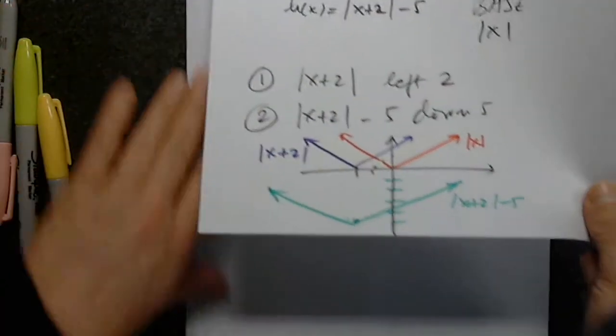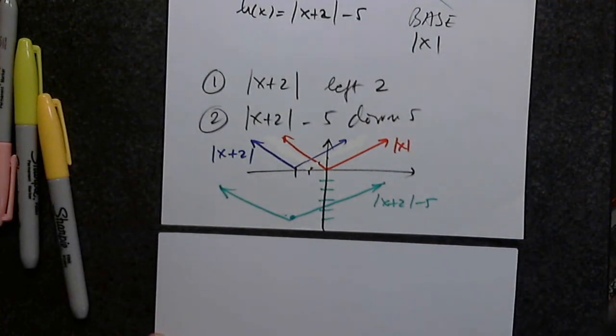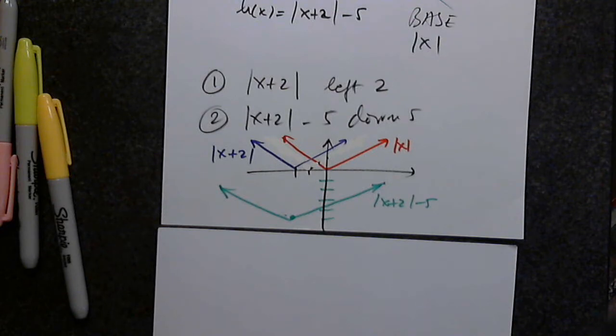Anything else? For the next question, for the transformations, the transformations are left 2 and down 5.